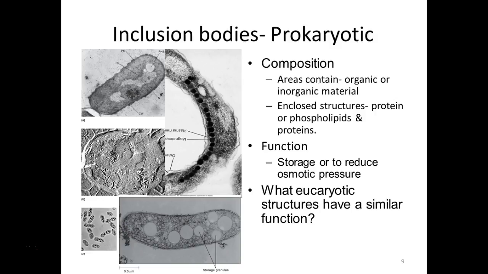When we talk about inclusion bodies, these are found only in prokaryotes. And what they are, areas where they're going to store stuff, right? It could be organic or inorganic in nature, and they could be protein or phospholipid and protein encased, but these are not considered membrane encased organelles, right? Because again, prokaryotes don't have organelles. But they're a way to compartmentalize and store stuff inside the cell.